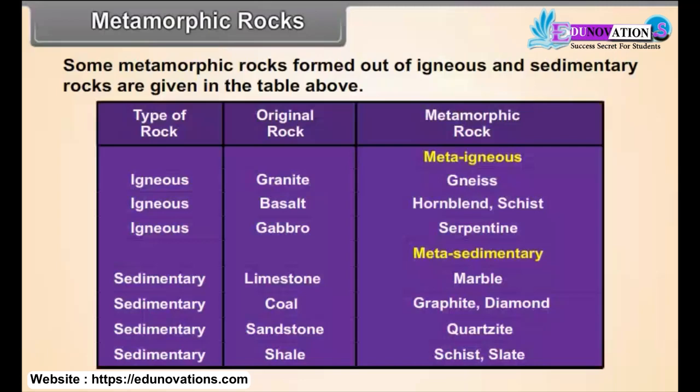Type of rock: sedimentary, original rock limestone, metamorphic rock metasedimentary marble. Type of rock: sedimentary, original rock coal, metamorphic rock graphite, diamond. Type of rock: sedimentary, original rock sandstone, metamorphic rock quartzite. Type of rock: sedimentary, original rock shale, metamorphic rock schist, slate.